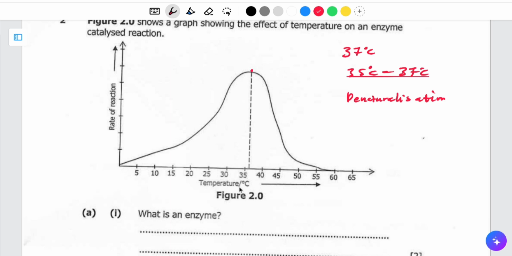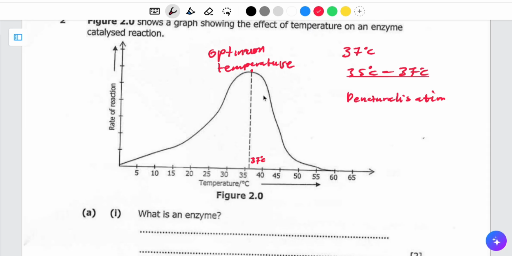So this is somewhere 35 to 37 here. You can say this is 37 degrees Celsius. Now as you can see here, this point we call the optimum. Specifically, since you're talking about temperature, it's going to be the optimum temperature. The optimum differs when you're talking about pH, meaning you're going to say the optimum pH. Now we're talking about temperature, so it's going to be the optimum temperature.